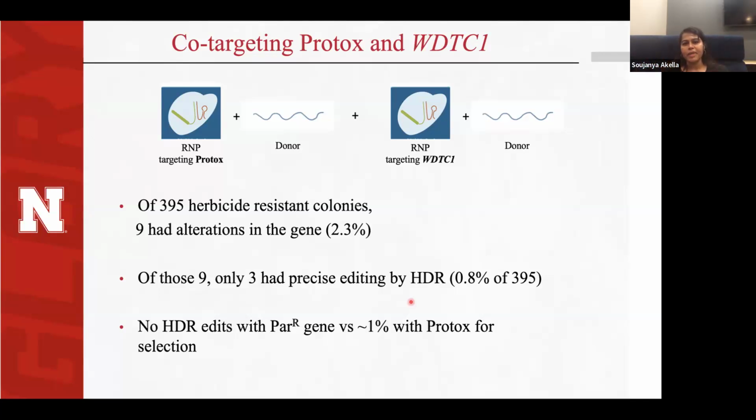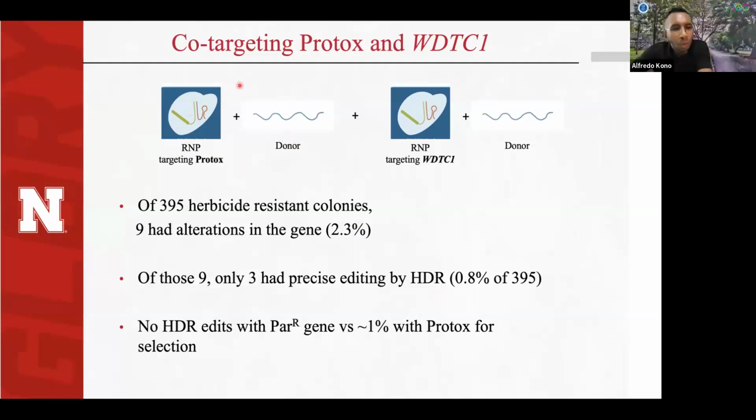And there is a clear bias here, because if you're already looking at a population surviving on the herbicide, that means it used this Protox donor to perform HDR. So it's likely what's happening in the cell is, oh, we've already performed HDR here, let's go try to perform HDR here also and use the donor that they provided for the gene of interest.